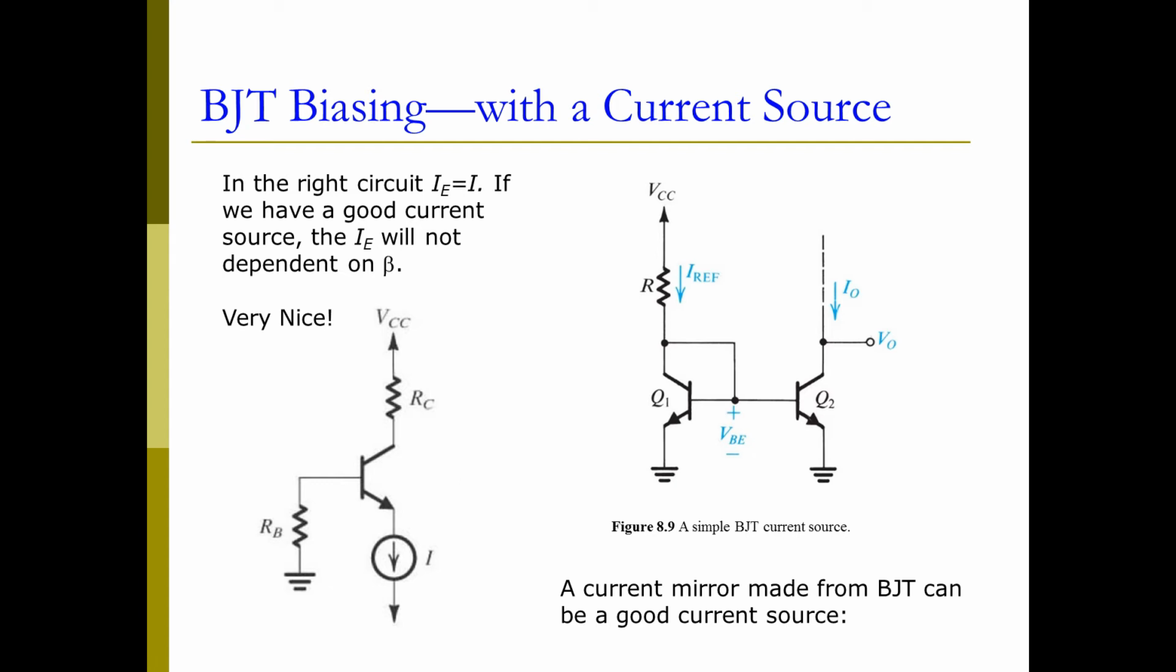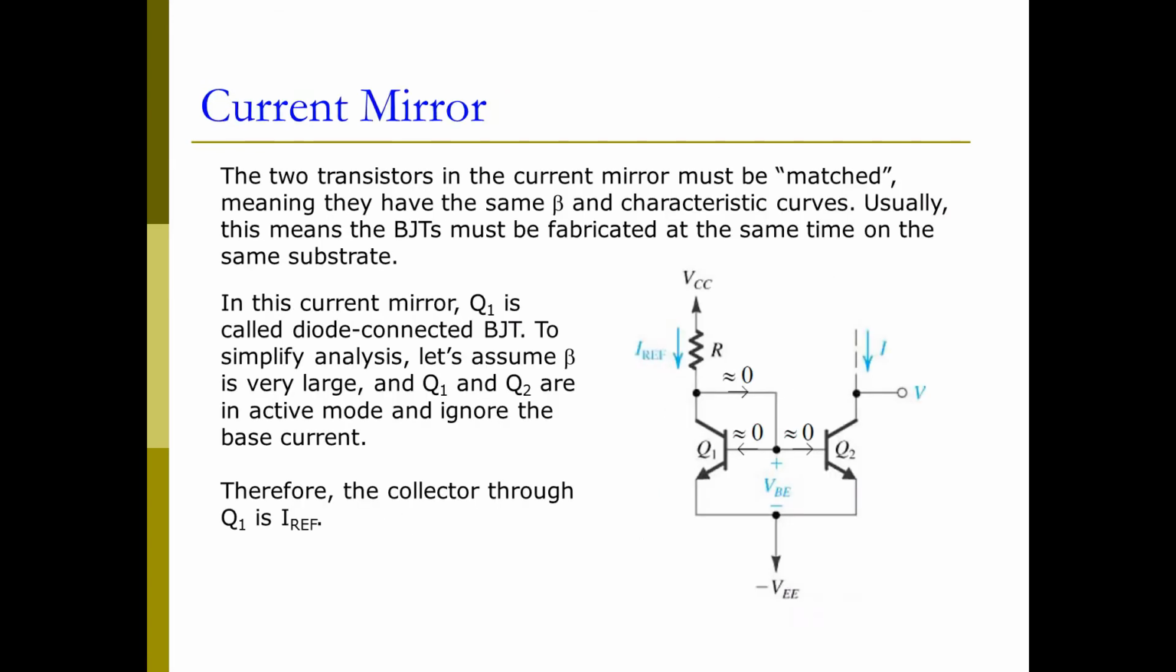On the right hand side of the figure is a current mirror circuit. These circuits will give us a stabilized current. Now let me show you why we can get a stabilized current. In this current mirror, we have two transistors. These two transistors have to be matched, meaning they have to have the same geometry or same parameters, especially the beta value. Usually they have to be fabricated at the same location at the same time.